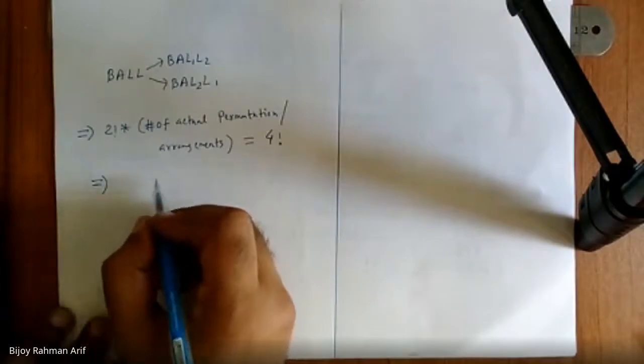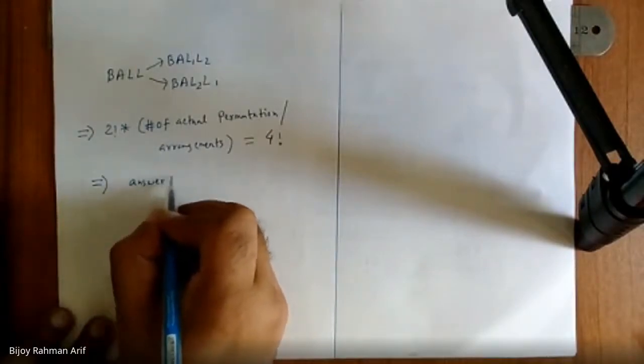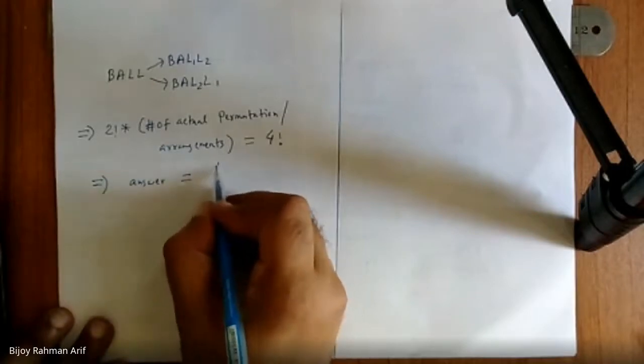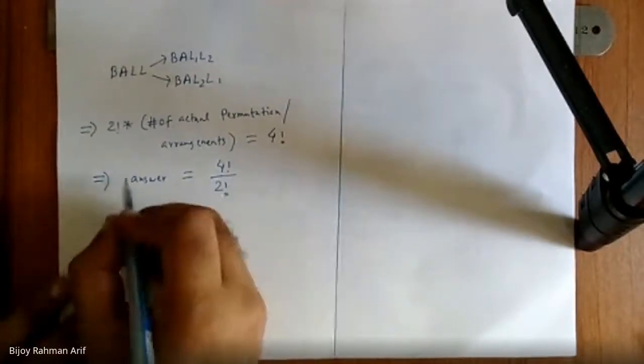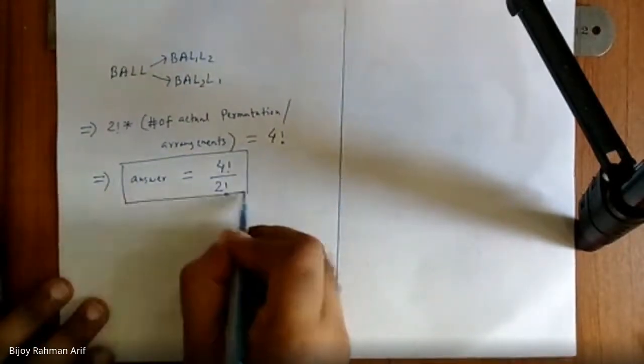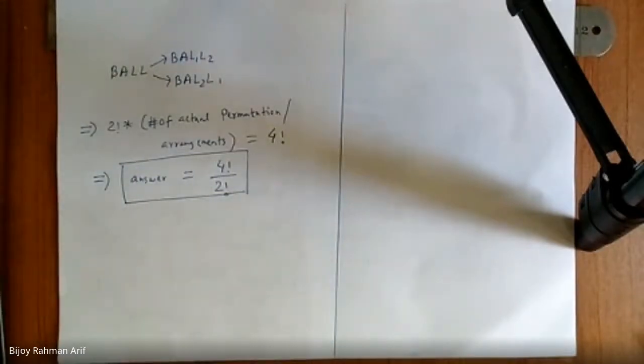So what would be the answer? The answer is 4 factorial divided by 2 factorial. Did you get the answer? Yes. Okay, wonderful. Any query?